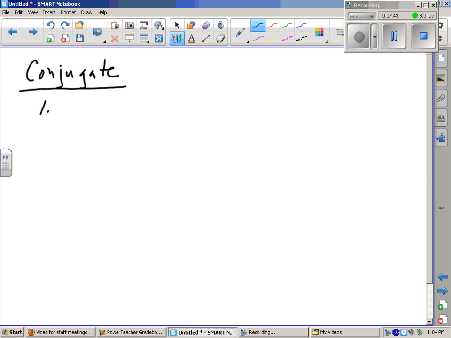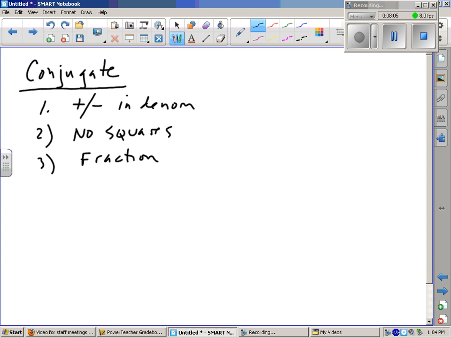The first thing you have to recognize is that you have a plus or a minus in the denominator. Okay, the second thing is there are no squares. And the third thing is it has to have a fraction on one side. Really, all of these refer to one side of the proof. One, not on, one side of the proof. Okay, so let me write one down.